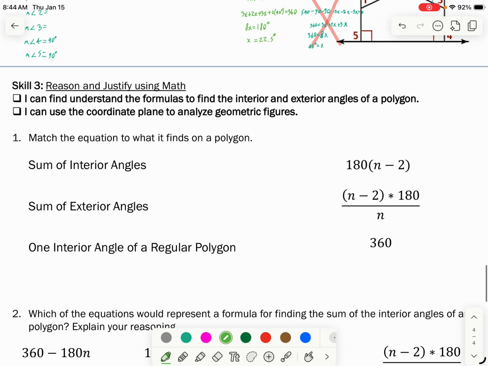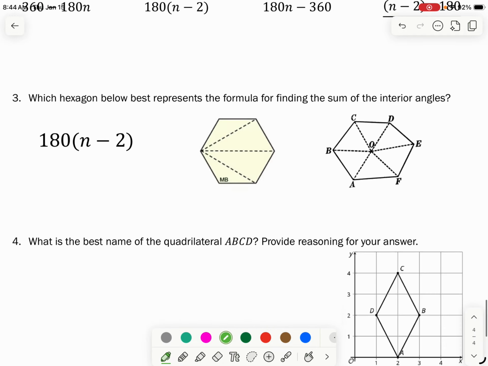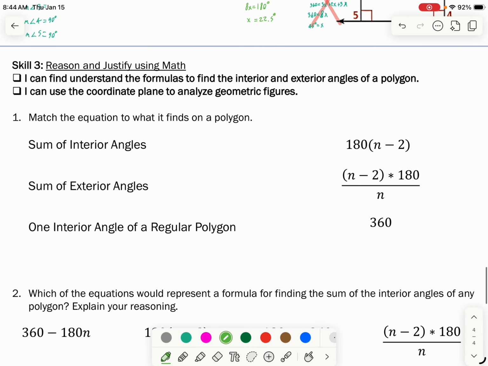All right. Looking at our next page, and I believe this is the final page of our work, we're going to finish things up. So, match each equation with what it finds in a polygon. Sum of interior angles in a polygon, boom, 180 times n minus 2. Sum of exterior angles does equal 360. And one interior angle in a regular polygon is the n minus 2 times 180, but then we divide it by the number of sides, because every angle is going to have the same degree.